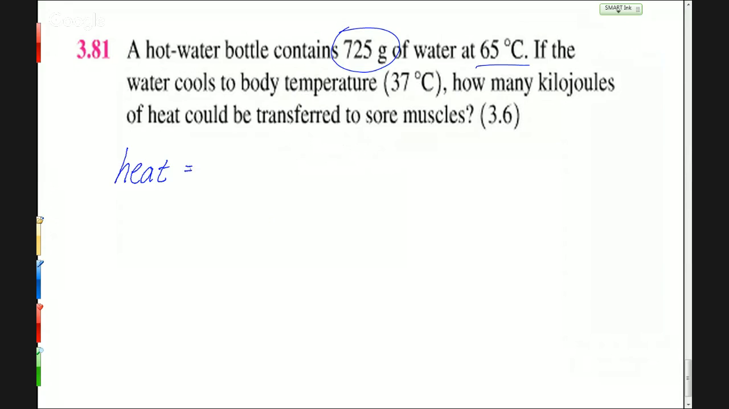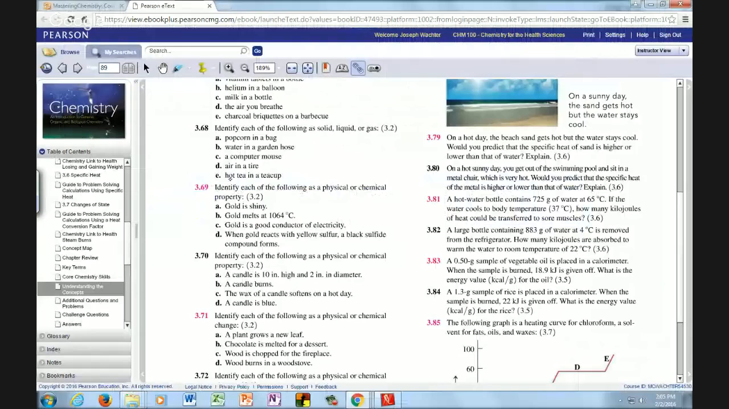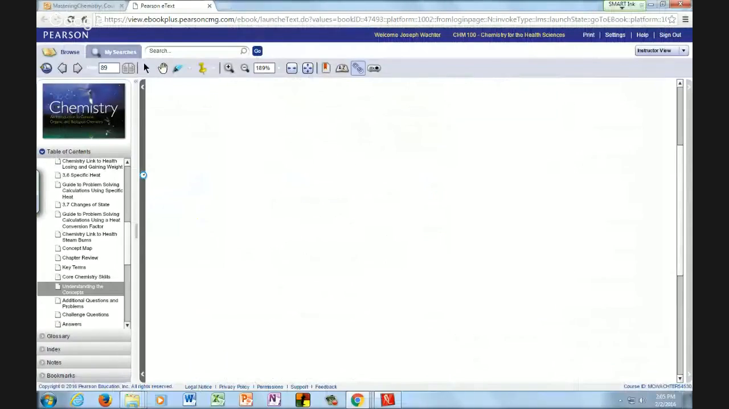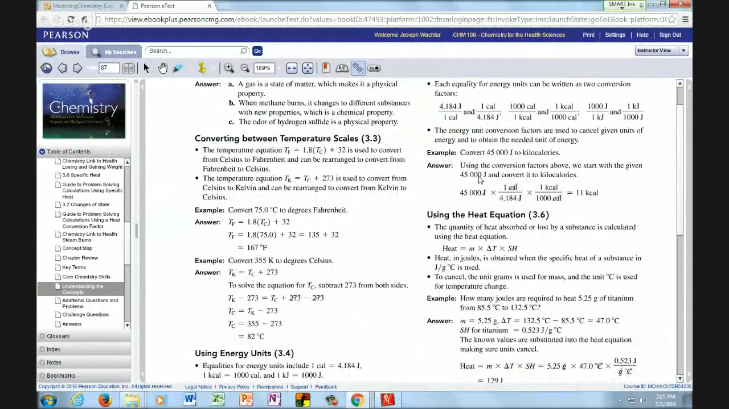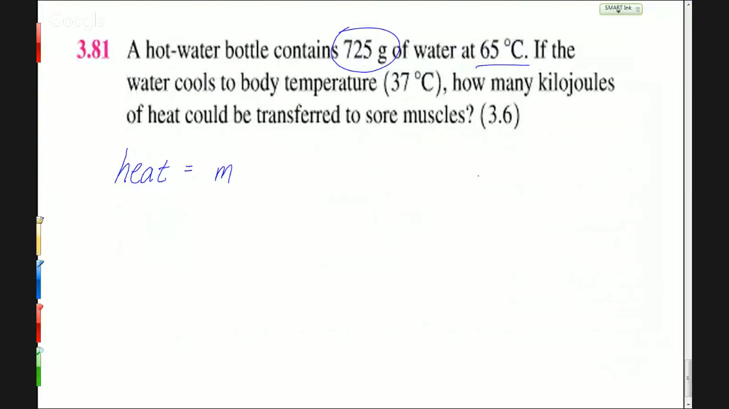Heat equals, well, let me see exactly how they wrote it in the book, because there's a couple different ways we can look at this. I just want to be consistent here. Okay, yeah. So they write it like this. Mass times delta T times SH. So this is, let's annotate this.